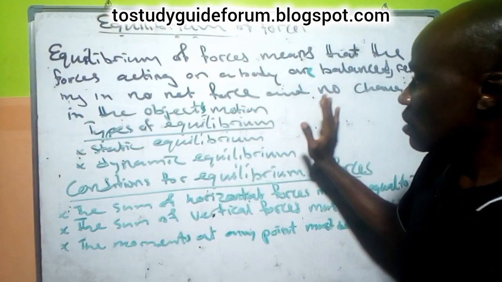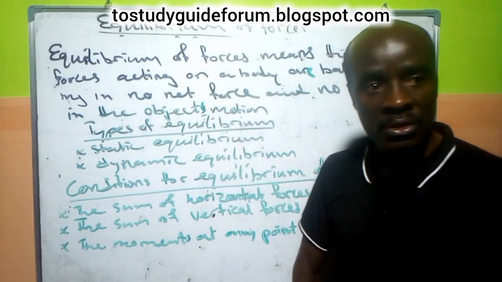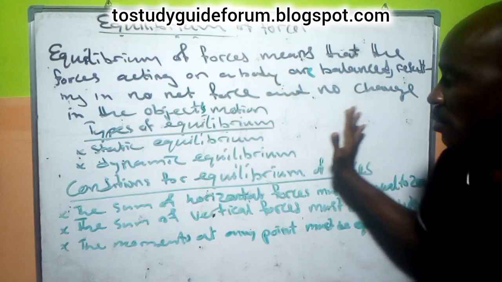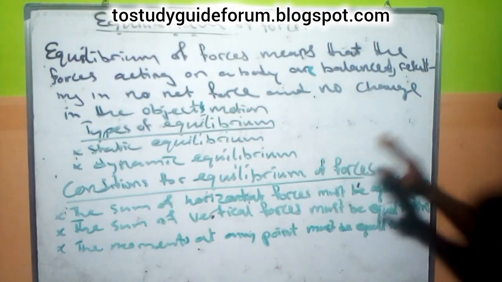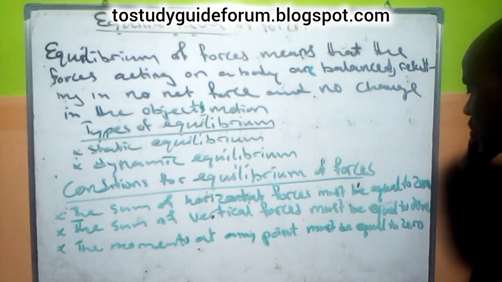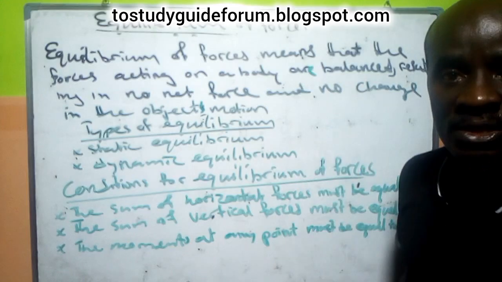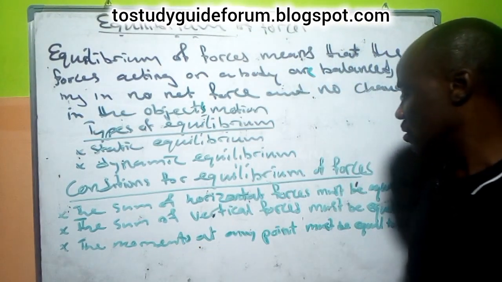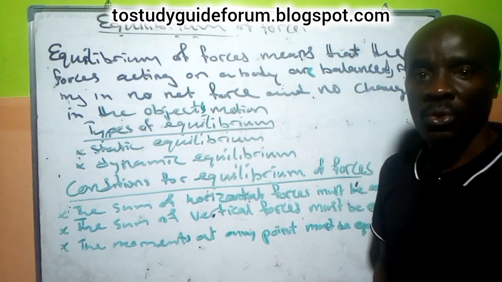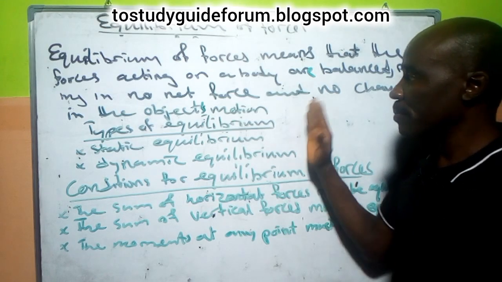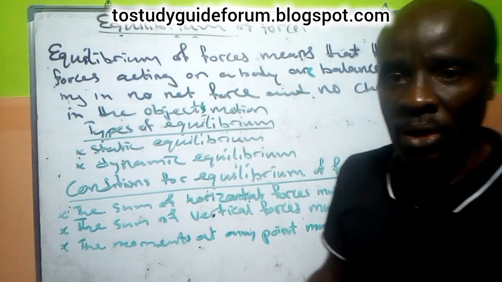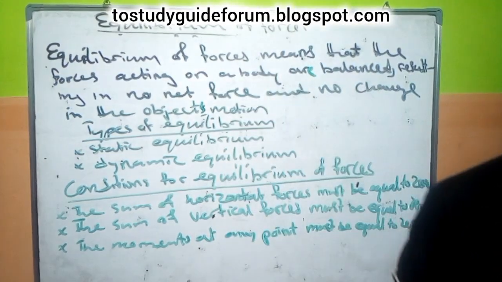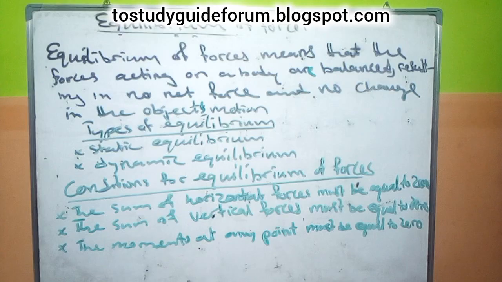So this is the case. Now we have some conditions for equilibrium. One of the conditions for equilibrium is that the sum of the horizontal forces must be equal to 0, the sum of the vertical forces must be equal to 0, and the moments at any point must be equal to 0. So these are the basic things about equilibrium, and we are going to be looking at some calculations that have to do with the very question that we are working with.